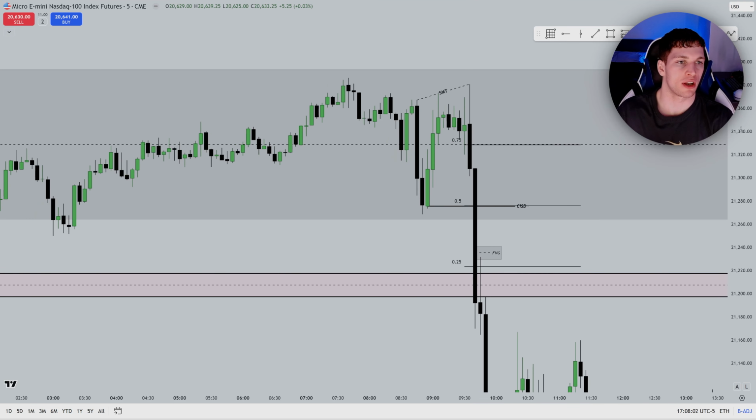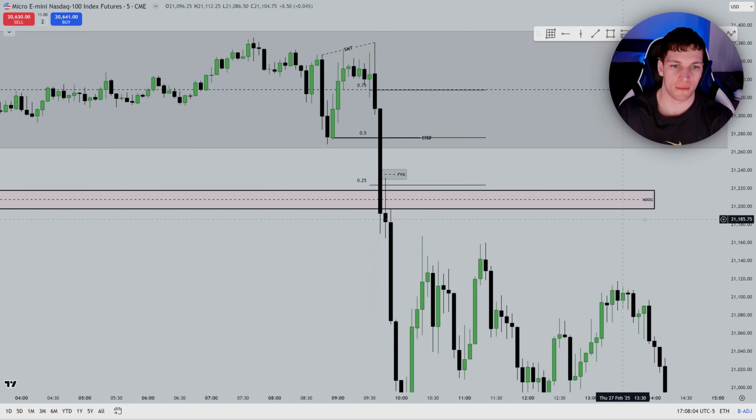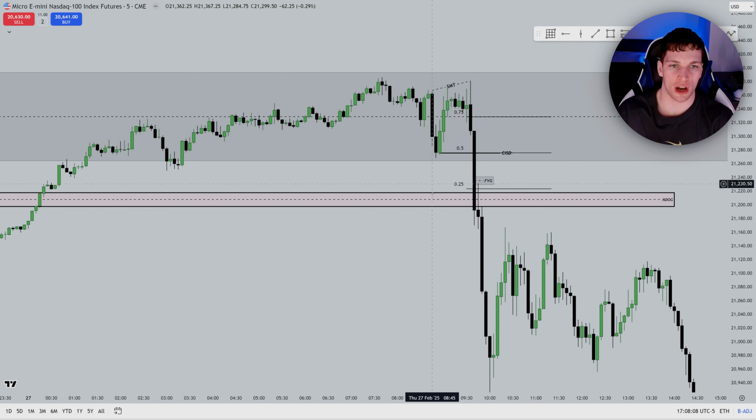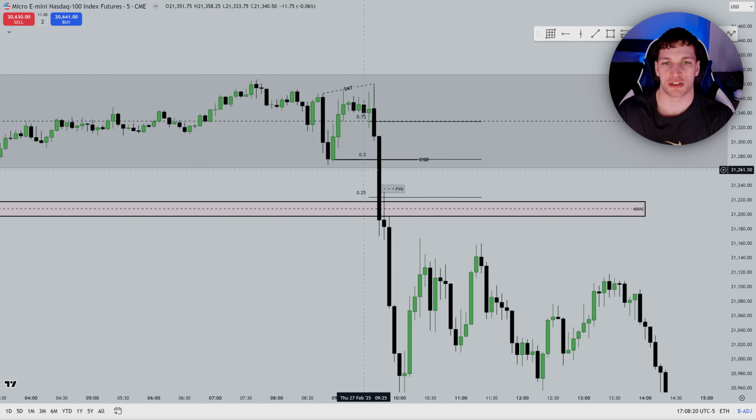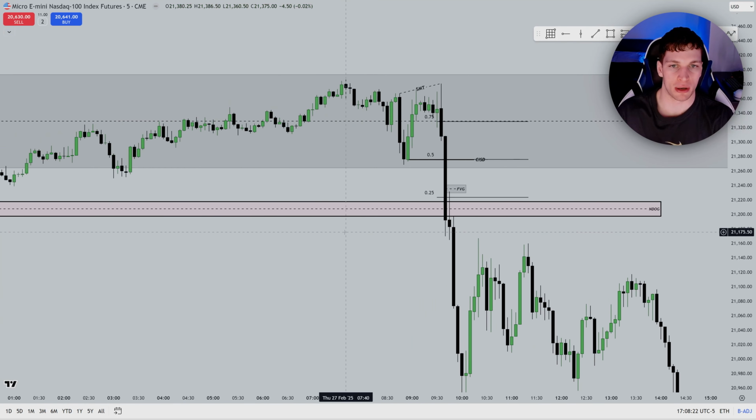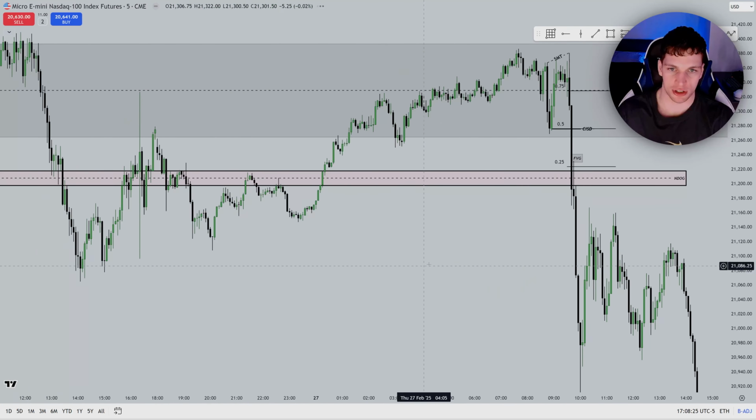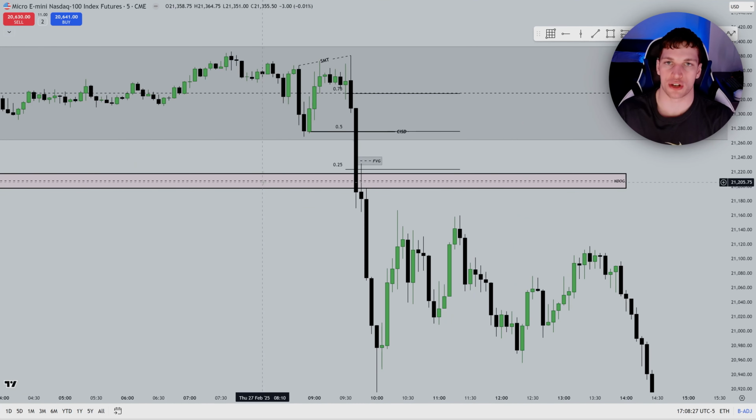What I was looking for in particular was a change in the sort of delivery on that 5-minute. So I wanted to see price close beneath this low. And because we displaced with such aggressiveness, I was very confident that we would see these lower prices. And for me, this is why I took the entry where I did.